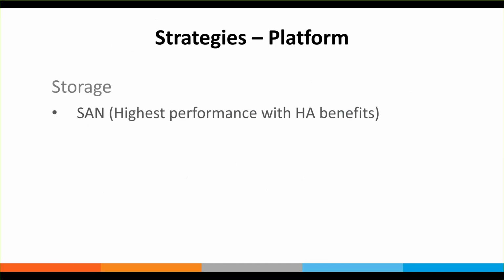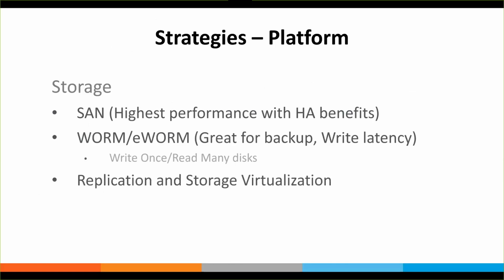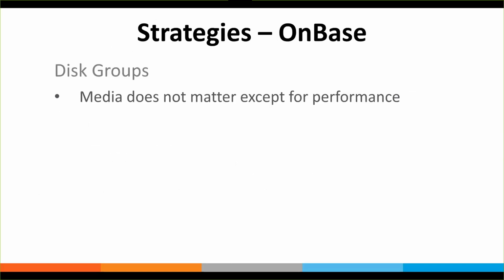For storage, SAN will generally have your highest performance with high availability benefits. A read once, write many, a WORM disk, is great for backup, a little slow to write out. Replication and storage virtualization can be a good way to go.